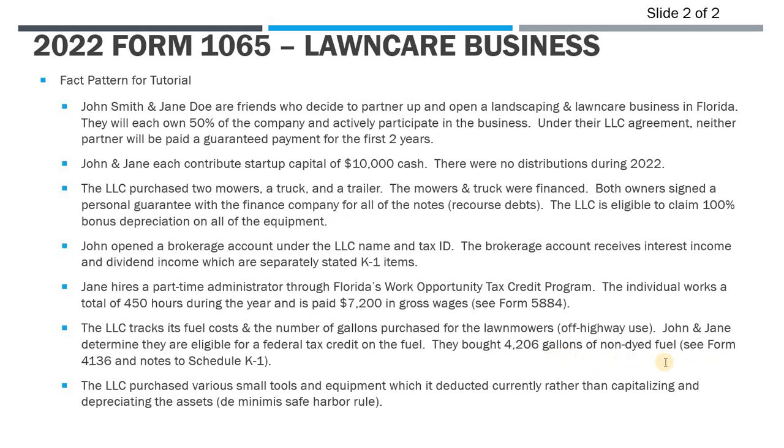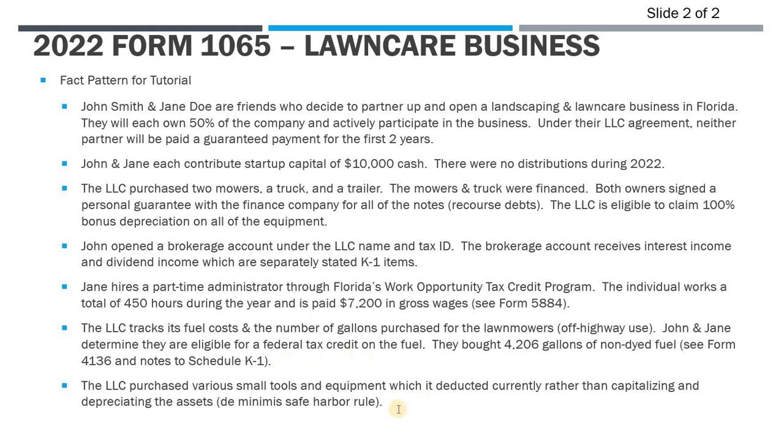The reason that's important, of course, is that if it has the dye in it, it's generally exempt from the federal taxes, whereas the non-dyed fuel, the regular gasoline you would put in your car, does include the federal tax component. So you might be able to get a federal tax refund on the fuel purchases, and that's done on filing Form 4136. Again, that's also information that's passed on to the partners via the K-1.